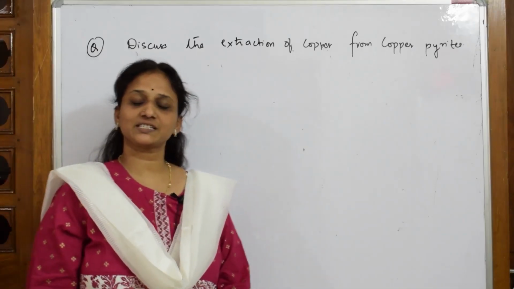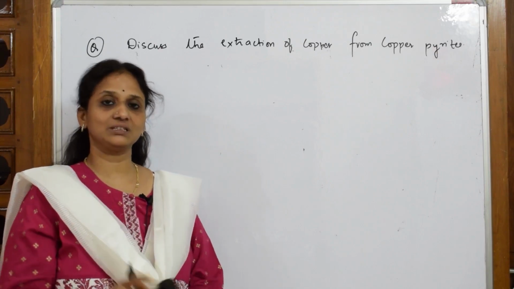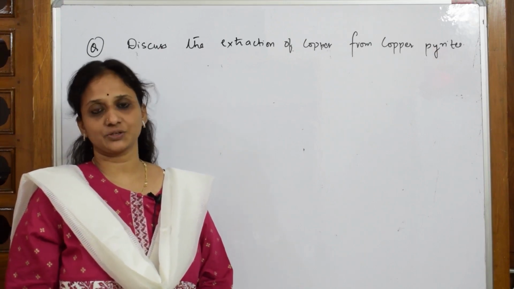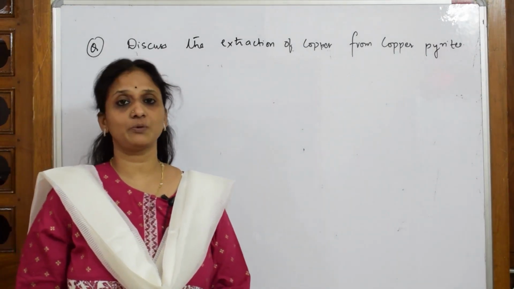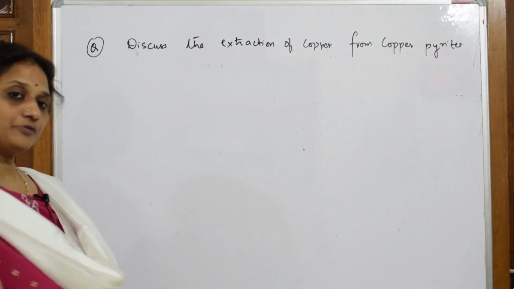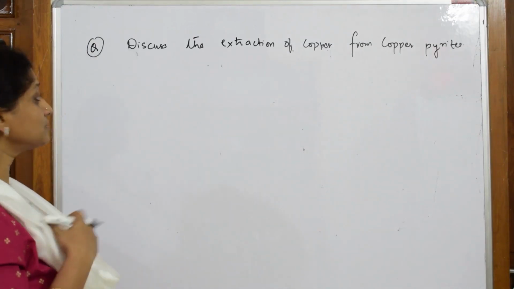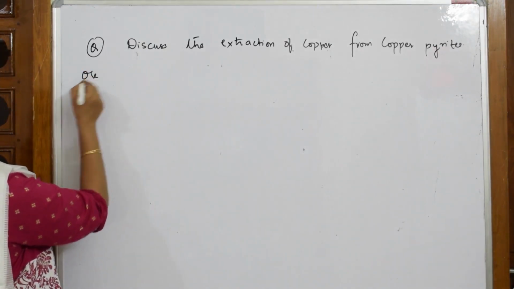So we have already started with this copper layout. I have completely shown a layout of your copper extraction. So what do we say when such a question is asked? This is the extraction of copper from copper pyrites, that is chalcopyrite. How should you start your answer? The first most important thing is, whenever some extraction process is asked, first start with the ore.